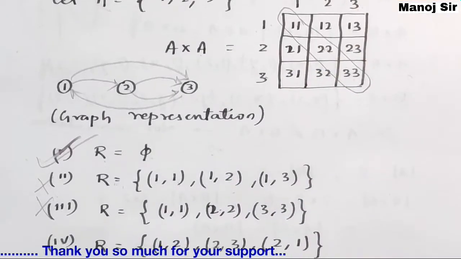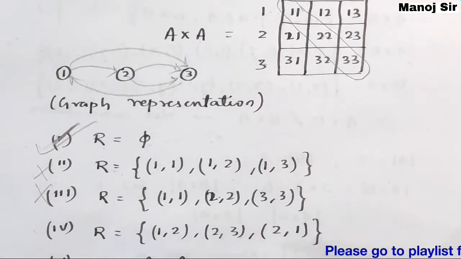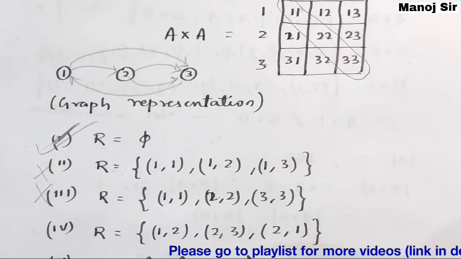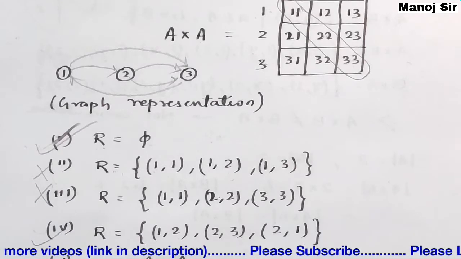Now coming to the fourth relation, that is 1 2, 2 3, 2 1. None of the pairs is a reflexive pair. So this is my example for an irreflexive relation.